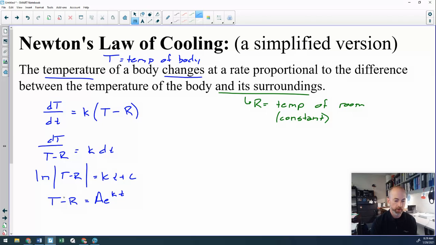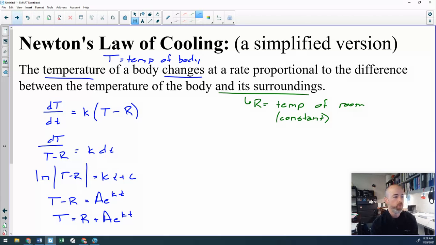However, there's an r on the right side. R is a constant. I'm going to move that over, and we get the formula t is equal to r plus a e to the kt. And I do like to put that r before the a e to the kt. You can put it after if you want to, but I just think it looks better this way. So there is Newton's law of cooling in the context of differential equations.